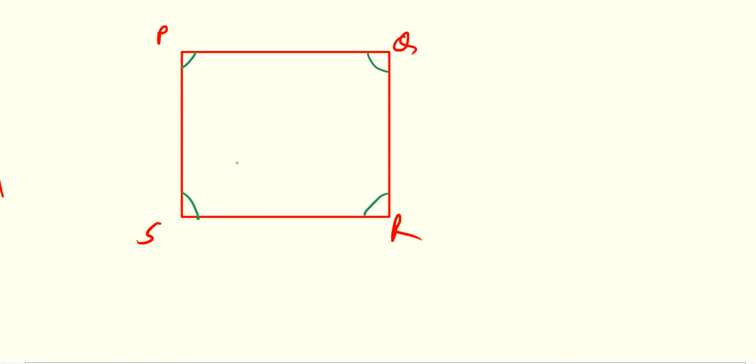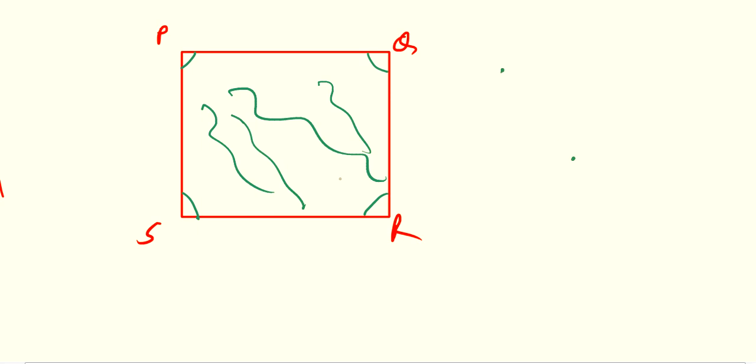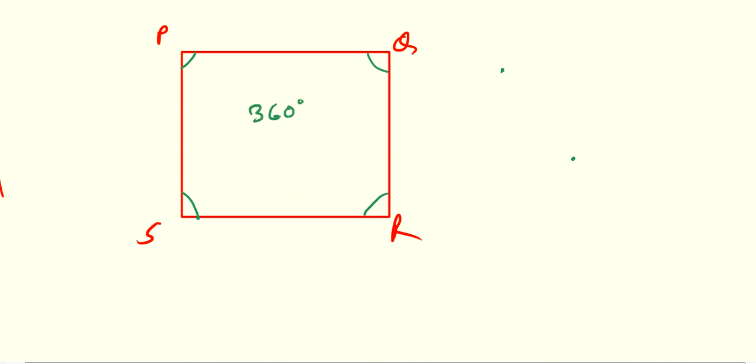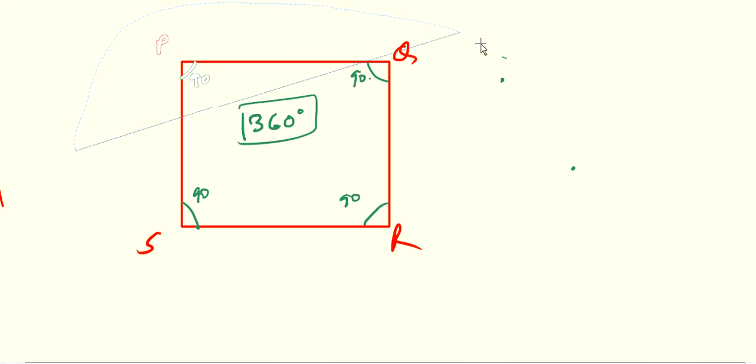Okay, and one more thing. What about interior and exterior? So interior and exterior means what? Whatever inside you are having, that is interior, and if outside something, a point you are having, that is exterior. Then the sum of interior angles of a quadrilateral is 360. Okay, in a rectangle each angle is 90 degrees, in a square also each angle is 90 degrees. Okay, so quadrilateral means what? Four angles.